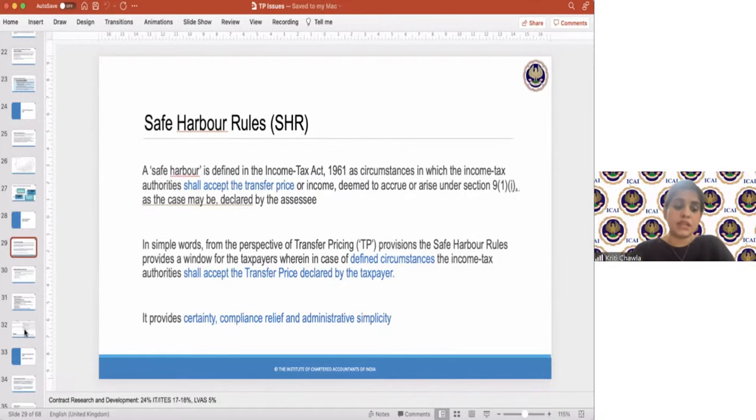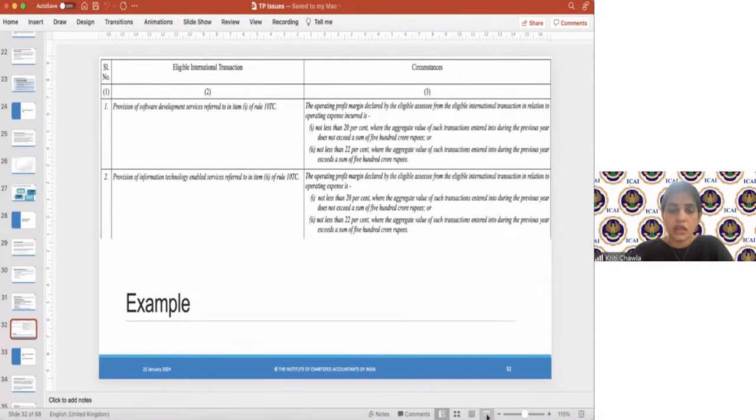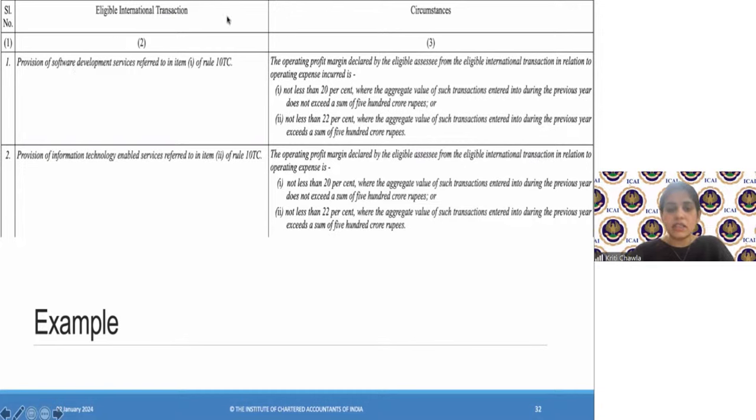So just as an example, this is provided in the rules, and this is Rule 10C, where they have said that if there is provision of software development services, then it's going to be not less than 20%, or not less than 22% if the aggregate is more than 500 crore. Meaning to say that if the Indian entity is providing software development services to an entity outside India, then we expect that the margin of the Indian entity should not be less than 20%. If it is 20% or more than 20%, it's going to be accepted.